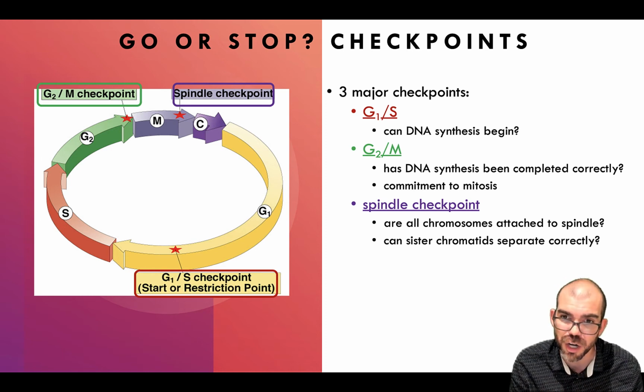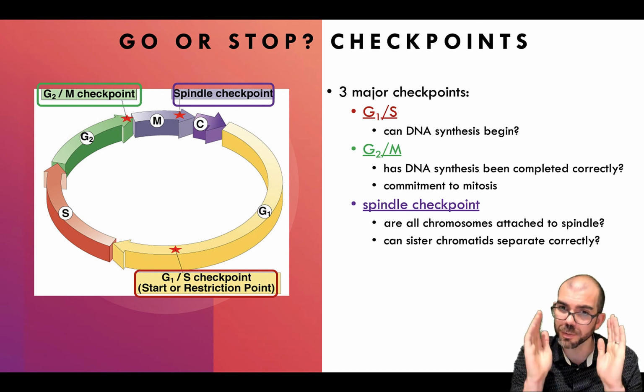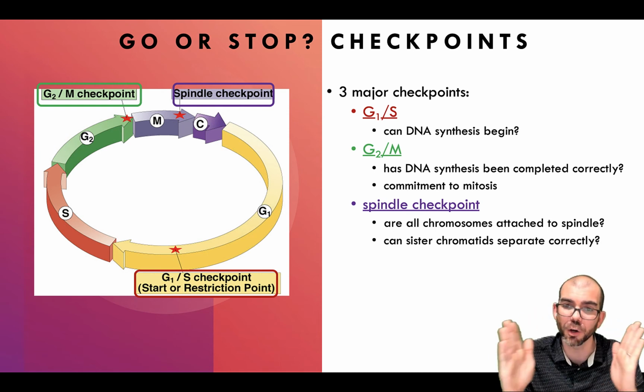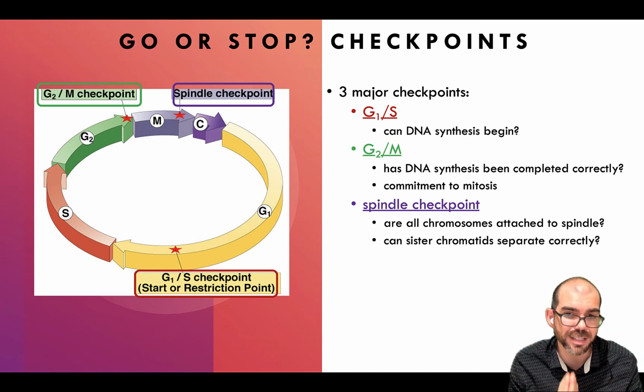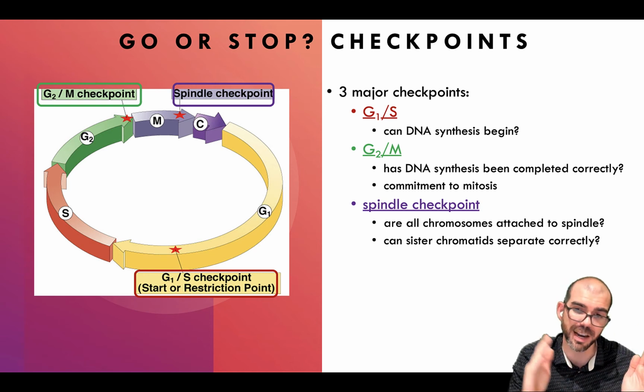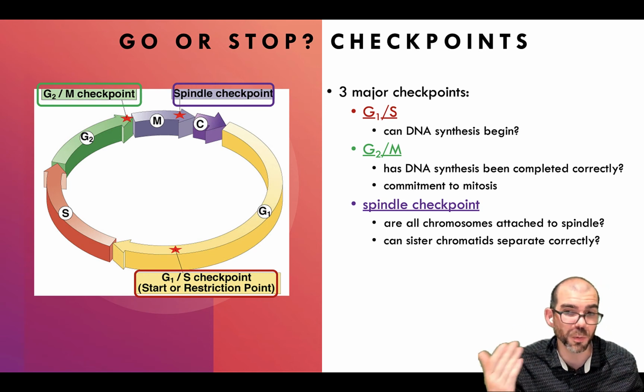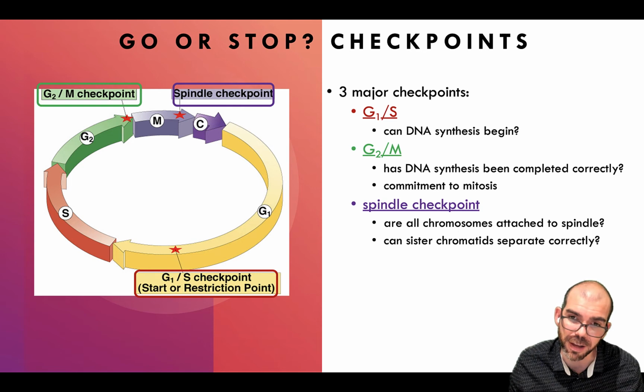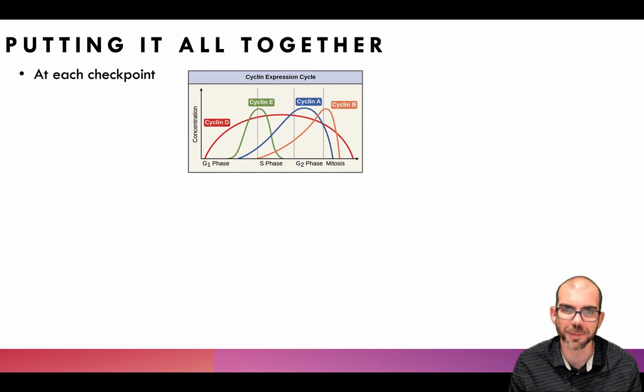This is a check to make sure that all the chromosomes are properly lined up and splitting correctly. Because if I don't get the exact number of chromatids on either side that I need, a cell can end up with too much DNA or too little DNA. That's the cause of some genetic syndromes, such as Down syndrome. So let's put all of this together. At each checkpoint, the cell is assessed.